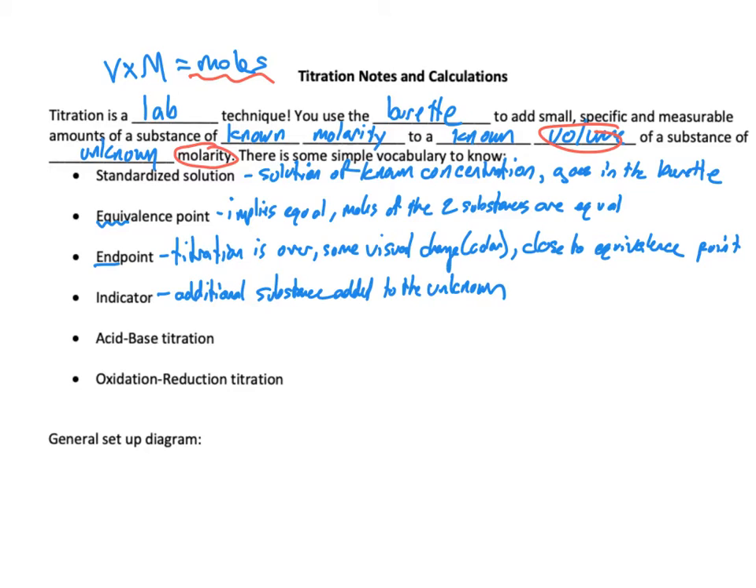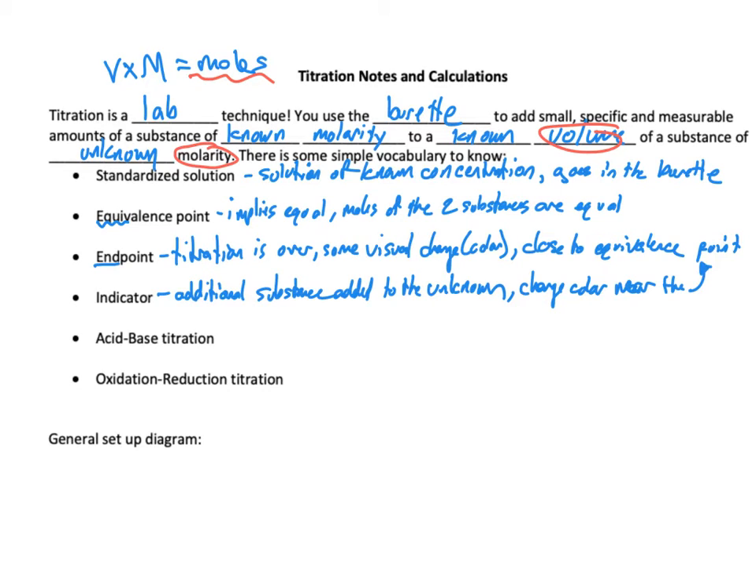And when we add it to the unknown, it's going to change color near the equivalence point. And there used to be questions that would ask you to pick an indicator to make sure that you had a proper thing. That's not really the case anymore, so we're not going to worry too much about that at this point in time. So for titrations, we have two different types.